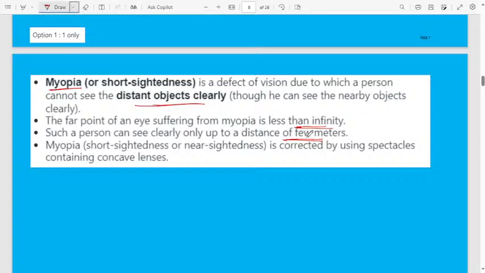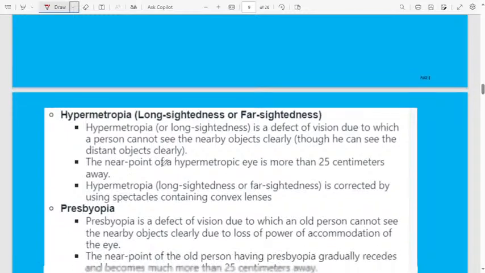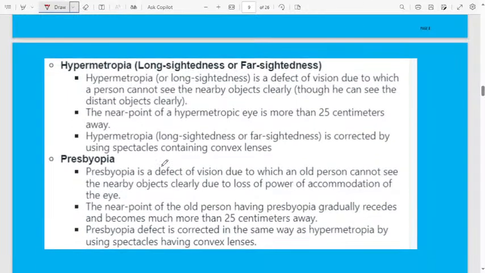Myopia, another name is short sightedness or near sightedness. Maybe in the exam, if they include these words, you have to remember that it is the defect of myopia. Myopia is corrected by using spectacles containing a concave lens. In the exam, they may ask which type of lens we use to correct myopia. We will use a concave lens. These are the important points about myopia. Understood? Let us move to the next one, hypermetropia or long sightedness or far sightedness.